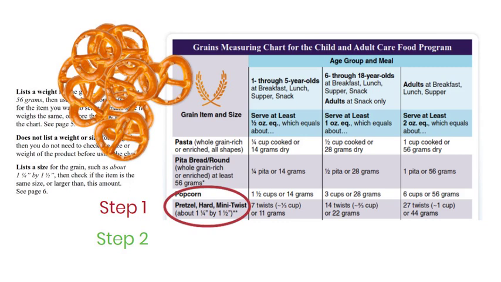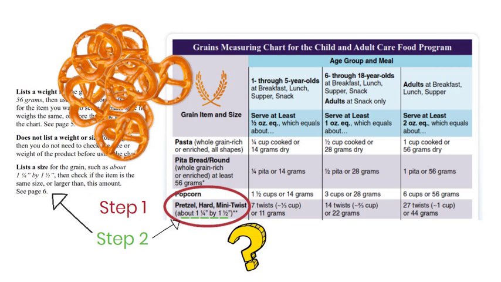Step 2 tells us that if the chart lists a size by the grain item's name, then we need to make sure the grain item we want to serve is the same size or larger than the size listed on the grain's measuring chart. In this case, our pretzel must be at least 1 1/4 inch long by 1 1/2 inches wide. So how can you tell the size of the pretzel you want to serve?